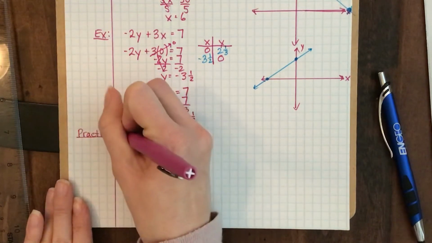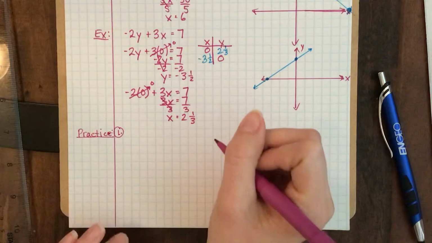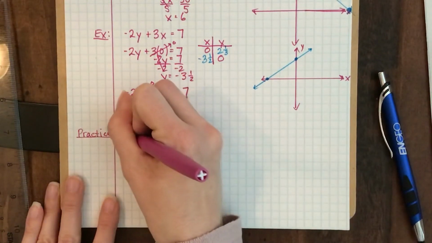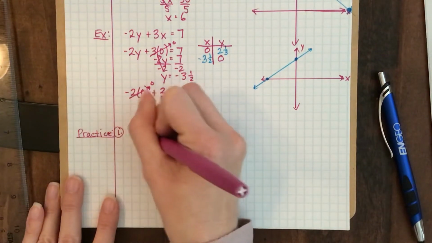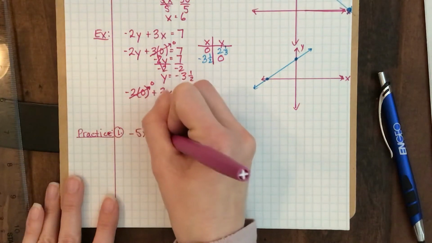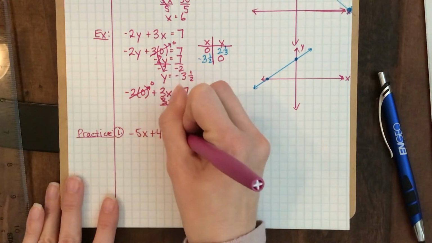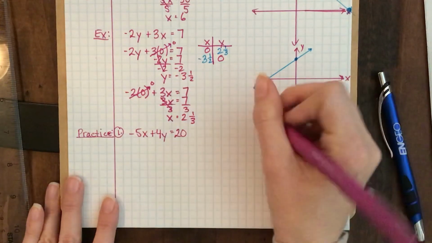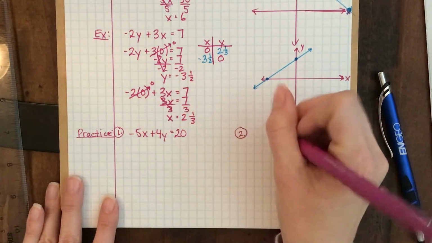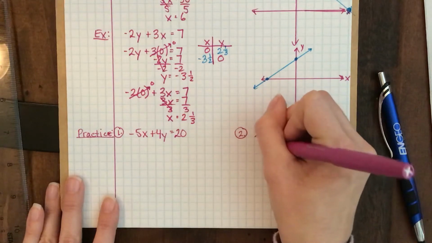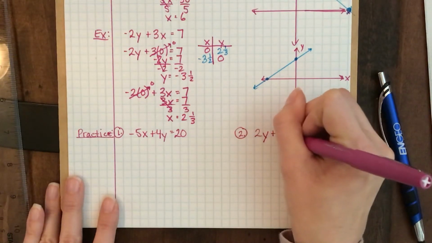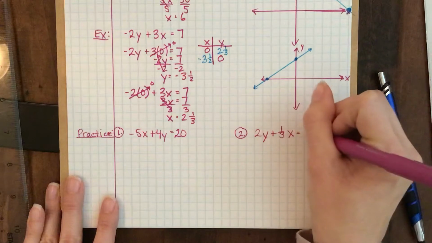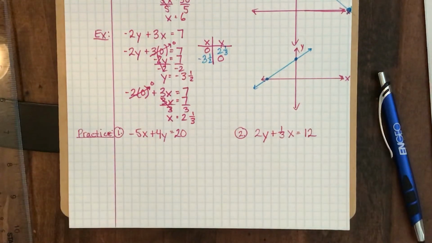If you're running out of space, you can definitely flip your page over. All right, so here's the first one. Negative 5x plus 4y is equal to 20. And your second one, 2y plus 1/3 x is equal to 12. So go ahead and pause this video, see if you can find the x and y intercepts and graph these lines. And then we'll get started again in just a moment.